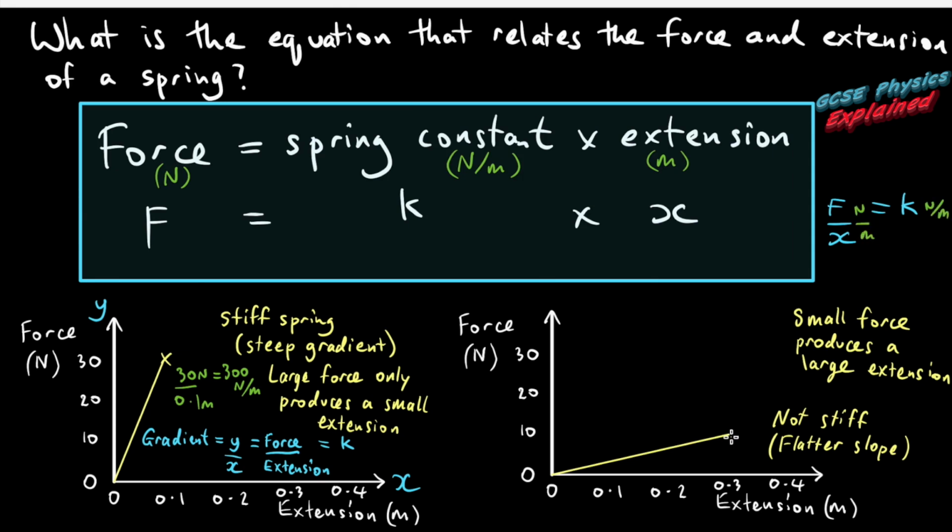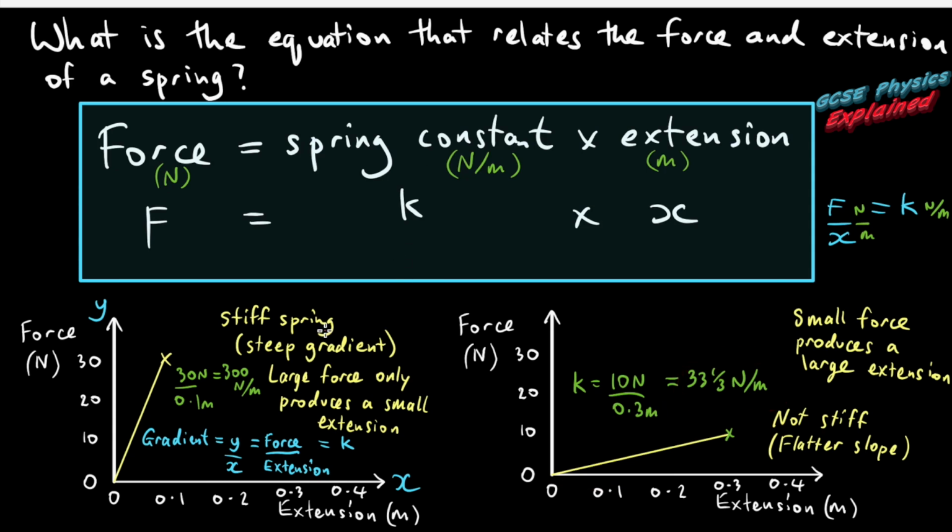And if I was to work out this one, the k value would be 10 divided by 0.3, which is 33 1/3. So you can see this spring over here is much stiffer. It takes 300 newtons to make it stretch by a metre, whereas this spring over here only needs 33 1/3 newtons to make it stretch a metre.